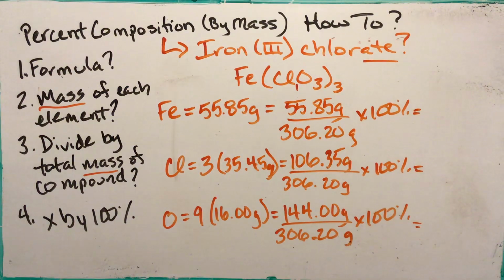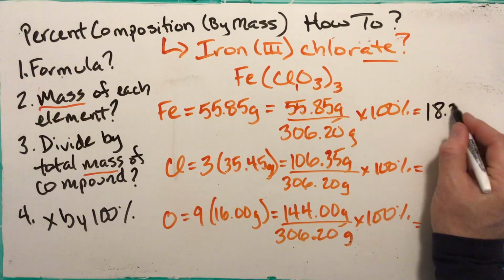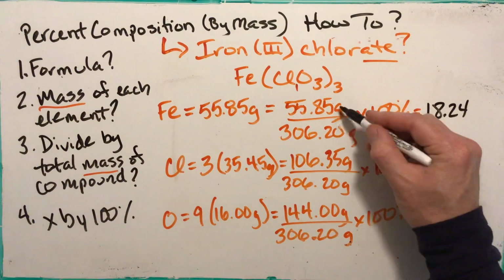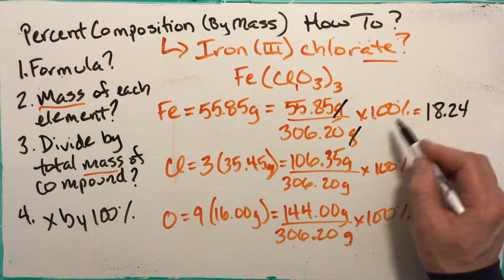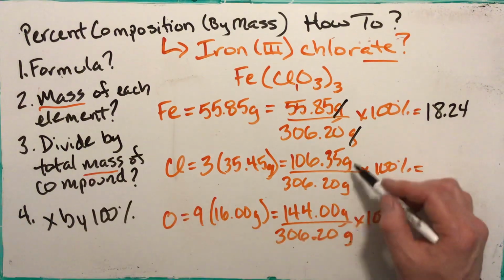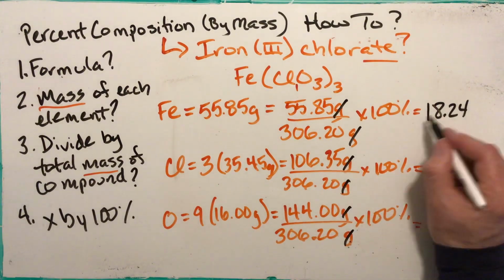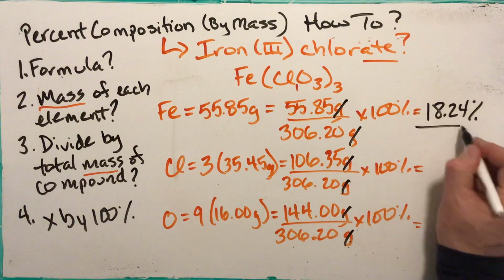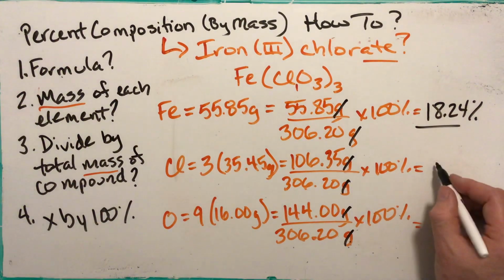So when I do that, Calculator-O-Matic 3000 spits out that this one is 18.24. And again, do the dividing first and then multiply by 100. The multiply by 100 comes after you do the dividing. It is important. The grams all cancel out. We went over that. All I'm left with is percent. So iron represents 18.24% of that mass.